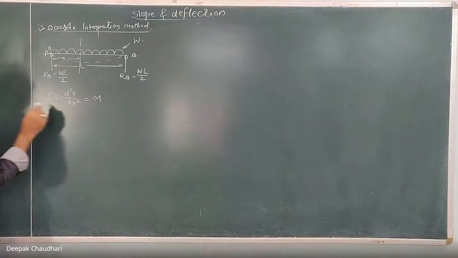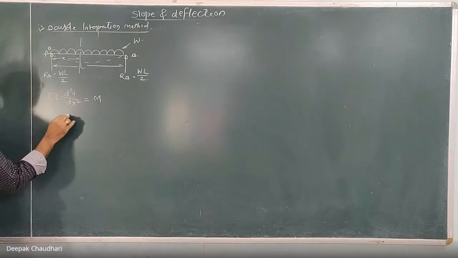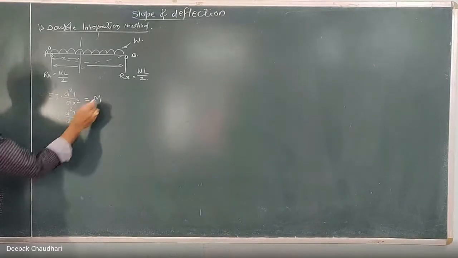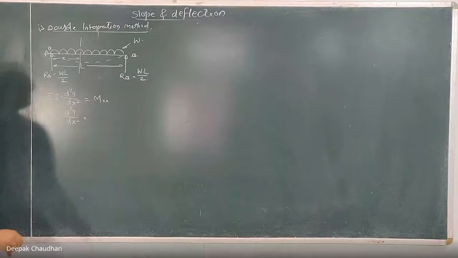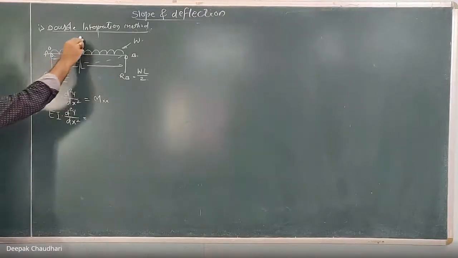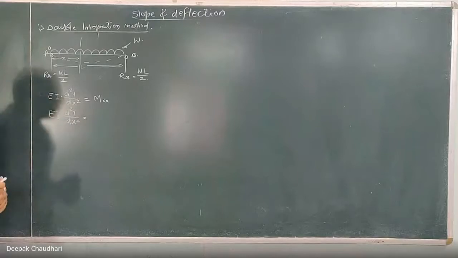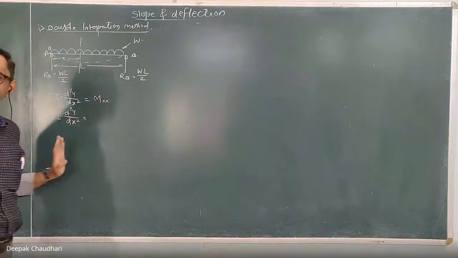So let's write down the general equation of the bending moment. EI into d2y by dx square is equal to the bending moment equation at section xx. So what will be this bending moment equation? It is the algebraic summation of the moments of all forces on any one side. We have to write the normal general bending moment equation.